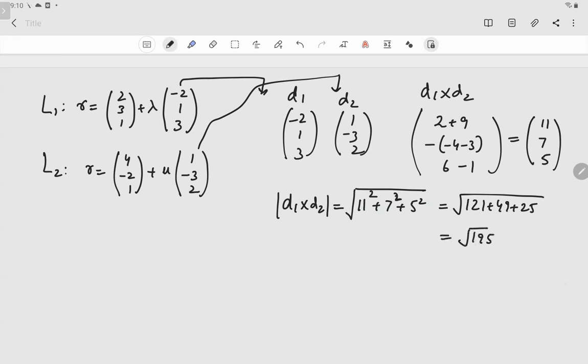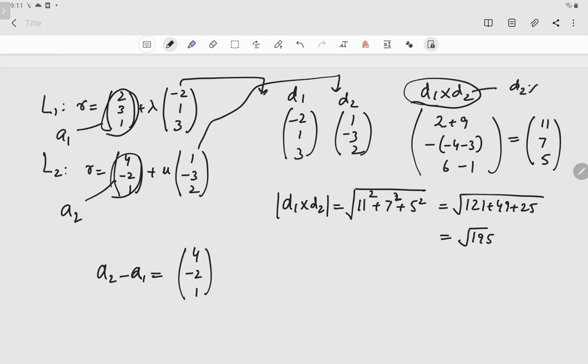Now, this is my A1 and this is my A2. I calculate A2 minus A1, or I could have done A1 minus A2. There is no particular order that I have to follow. Even while calculating the cross product, I could have calculated D1 cross D2 or D2 cross D1. There was no restriction of any order. I can go both ways. So A2 minus A1 is (2, minus 5, 0).